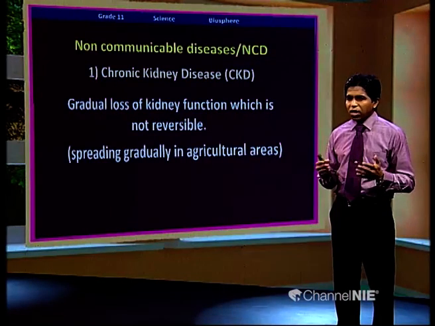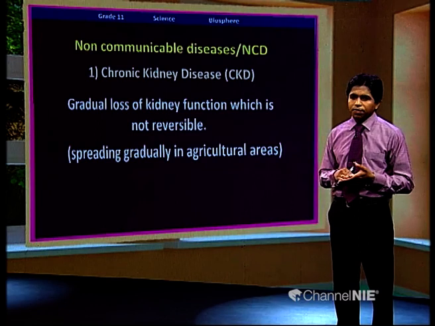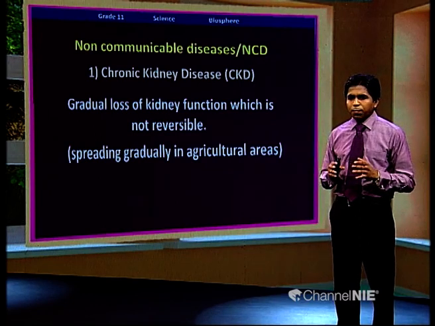Sometimes we use the term unidentified kidney disease. This is spreading gradually in agricultural areas because they use large amounts of agrochemicals and chemical fertilizers instead of compost fertilizers. Therefore that returns to their body, and those agrochemicals and toxic heavy metals directly affect their kidney and the functioning, or the filtration process, of the kidney.